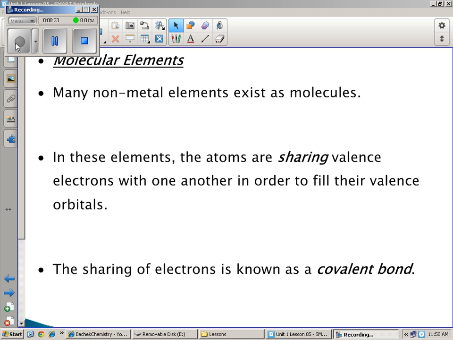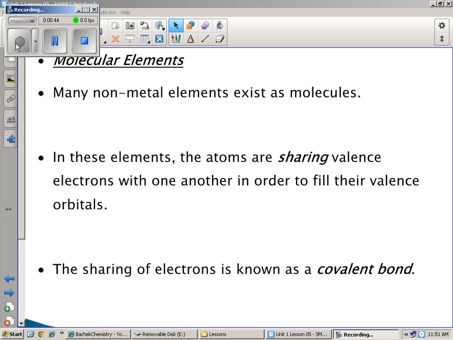So, molecular elements. In these elements, the atoms are sharing valence electrons. So there is no more give and take. We're just strictly talking about non-metals here. There's no metal to lose electrons, and there are non-metals, but there's not that giving and receiving kind of thing. So they're just simply sharing electrons.